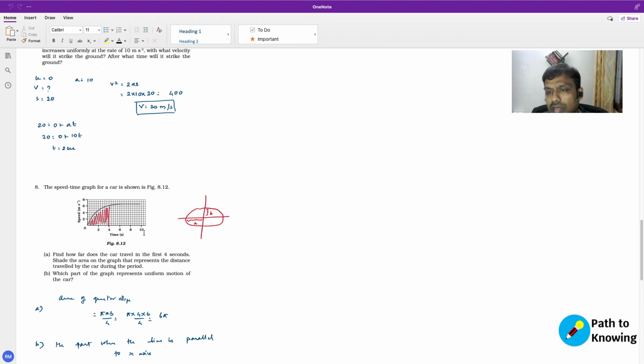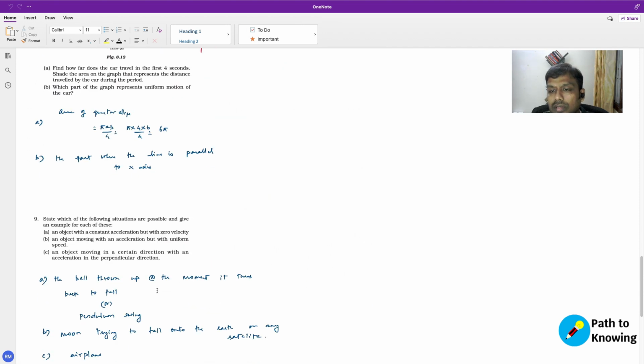Now coming to the second part, which part of the graph represents the uniform motion of the car? It's very clear that, starting from somewhere after 6 seconds, the car's speed does not change, which means that it is not accelerating. It is probably on cruise mode, traveling at the same speed at every moment, and it's not acquiring any additional speed. So wherever the graph is parallel to the x-axis is when the car is actually traveling in a uniform motion.